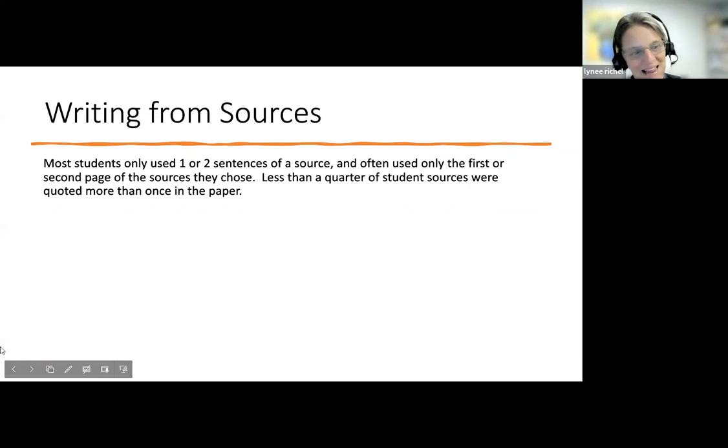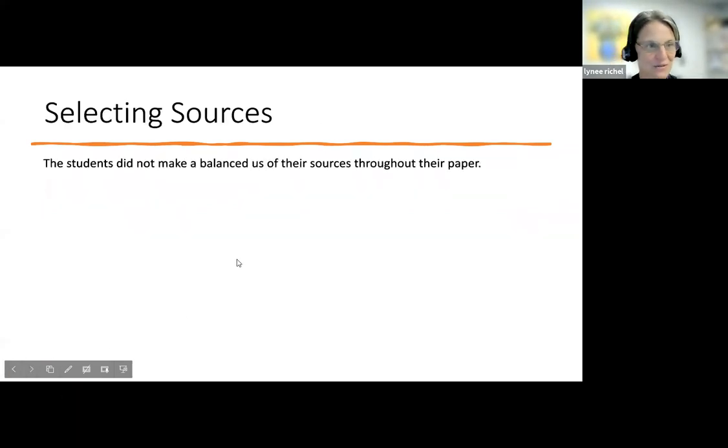When I'm looking at selecting sources, the critique of the Citation Project said that students did not make balanced use of their sources throughout their paper. Again, these are looking at 174 different papers, and they were not necessarily reading them in depth.